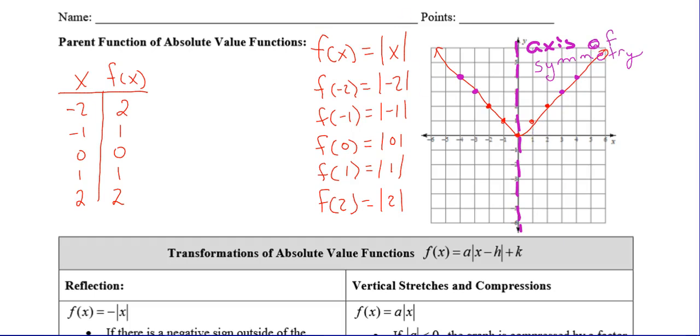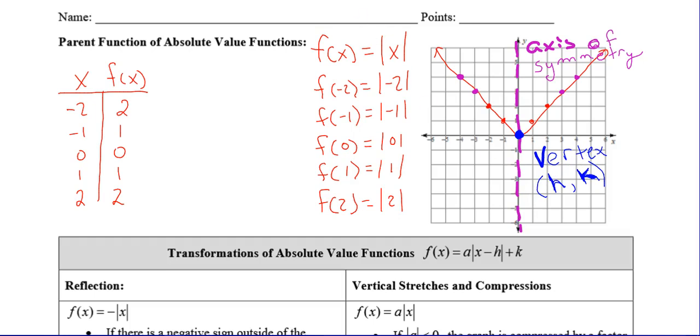The other thing I want to talk about is the vertex here. That's the point where it changes direction. Right? So when we talk about the vertex, the point at which it changes direction, because it's such an important point for graphing with transformations, we're going to give it some special notation here. We're going to call it h, comma, k. So h represents the x value of the vertex, and k represents the y value of the vertex.